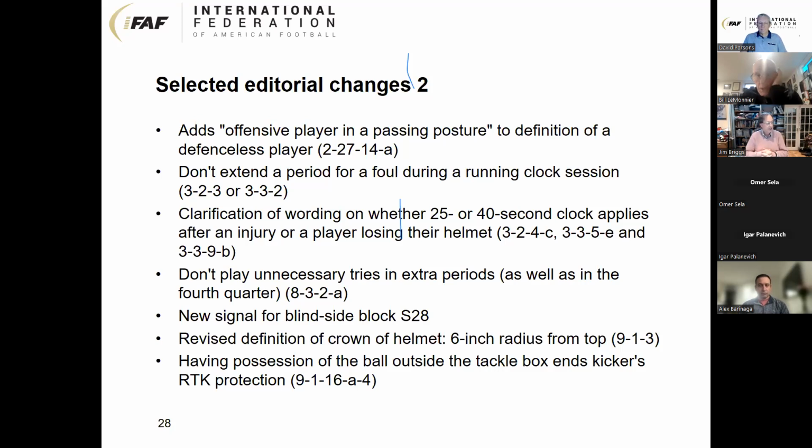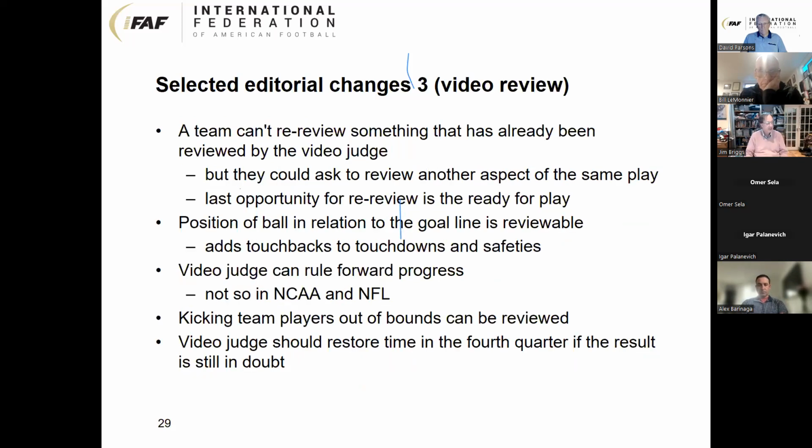We've now got a new signal for blindside block. I don't know how many of you can still see me, but it's bringing two fists together in front of your chest. NCAA revised the definition of the crown of the helmet, so it's now a 6-inch radius from the top. And if the kicker takes possession of the ball outside the tackle box, that ends their roughing the kicker protection.